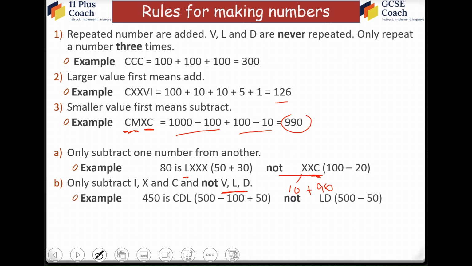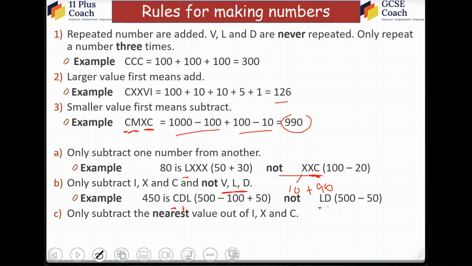Next rule, so here's an example actually. 450 is CDL. C obviously is 100, but D is 500. So 100 is before the 500, a small number before the big number, so you take it away. 100 from 500 is 400, and L is just 50, so you add it on. What you can't start thinking is, so why don't I take away L from D? In this case, you can't take away L from the number, remember? That would be the incorrect way of writing the number 450. So that's one thing to remember. You only take away I, X, and C. V, L, and D will never be taken away from another number.